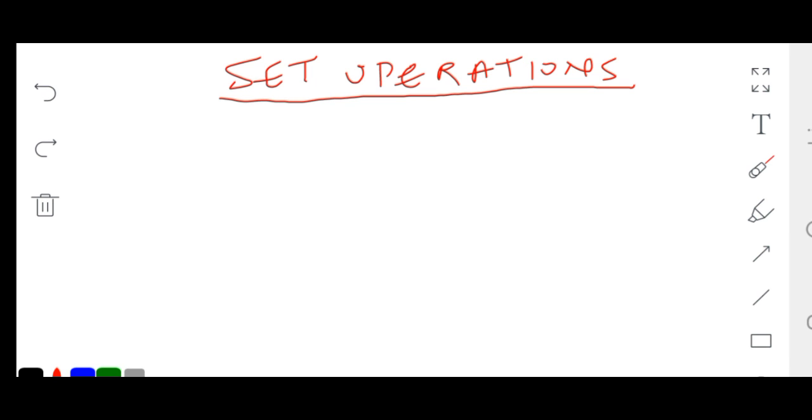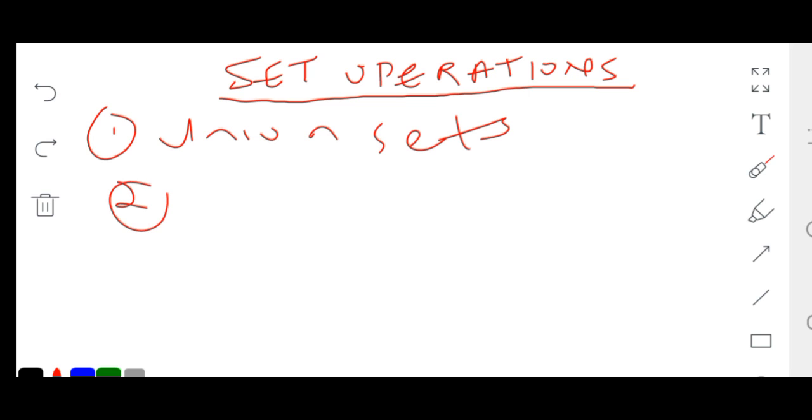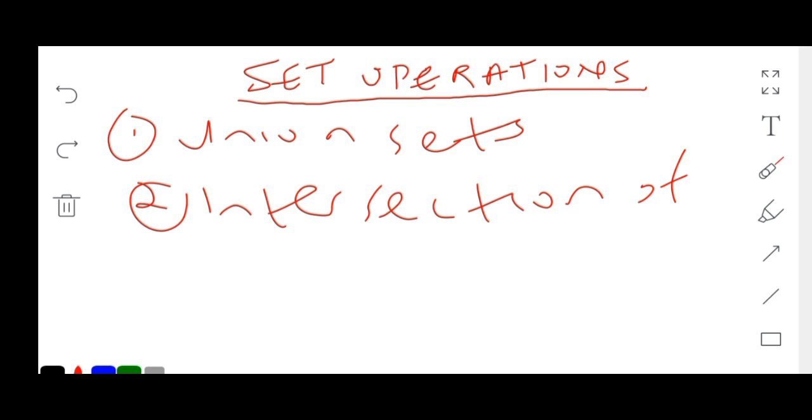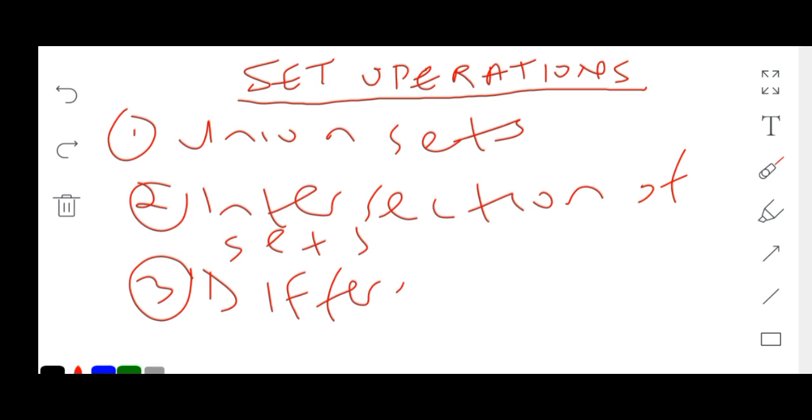The first one is union of sets. The second one is intersection. I'm sure you have heard about them before. Intersection of sets. And the third one is difference of sets. So let's take them one by one and thrash them out.